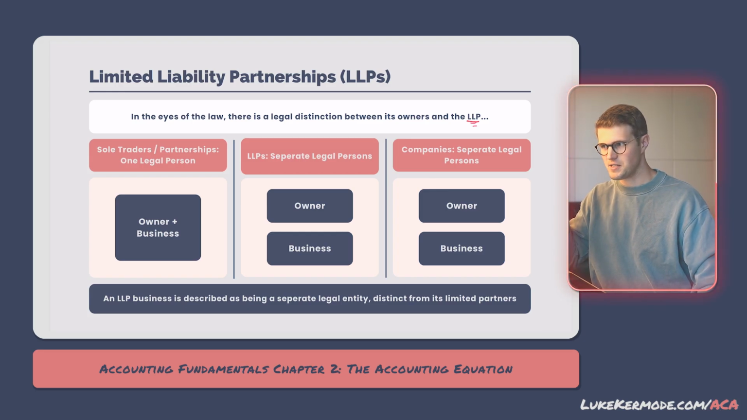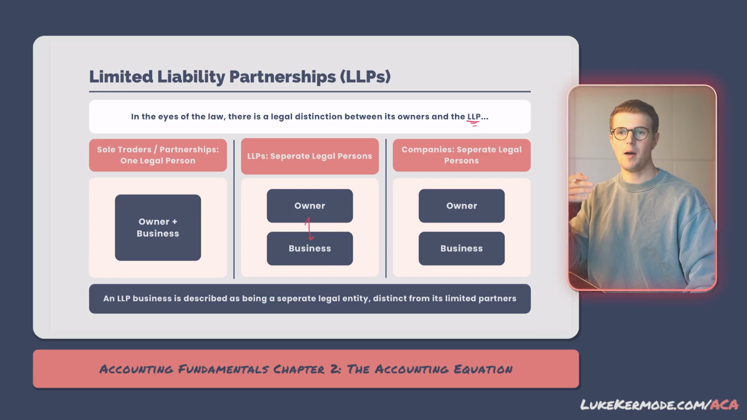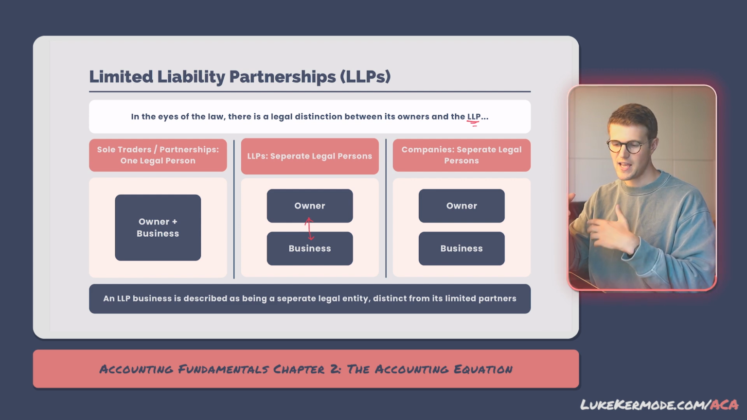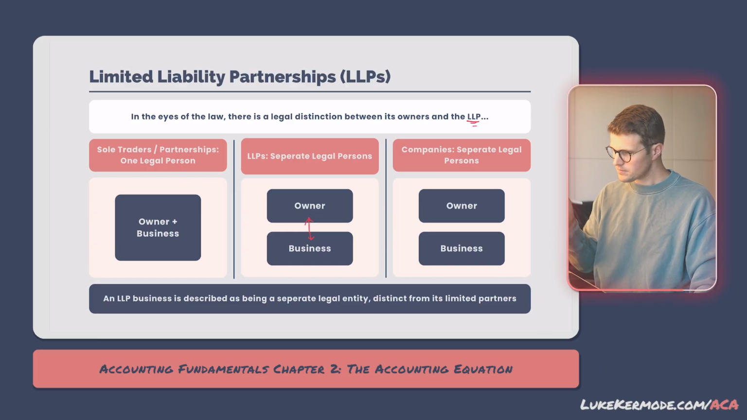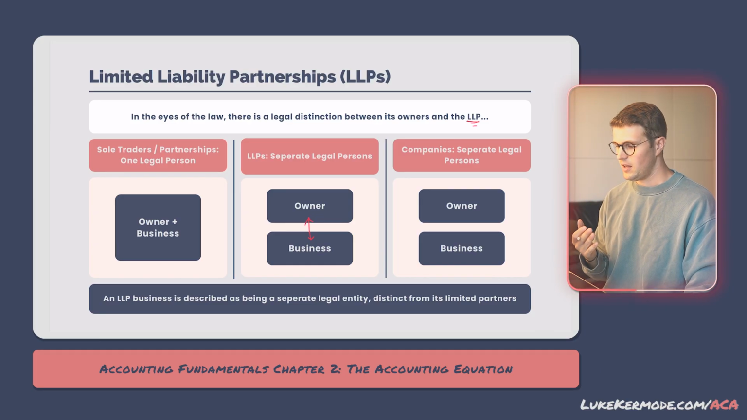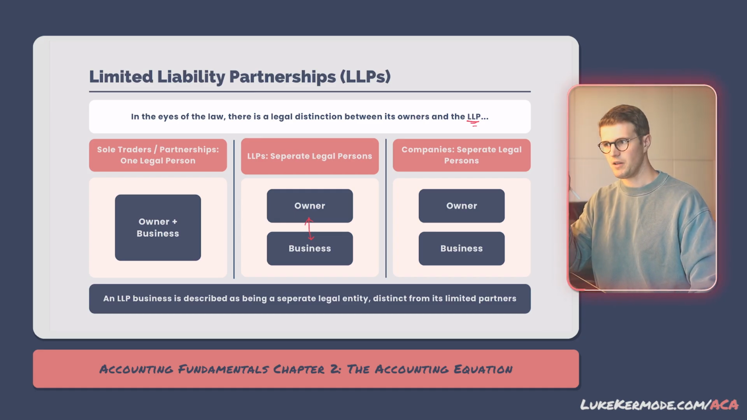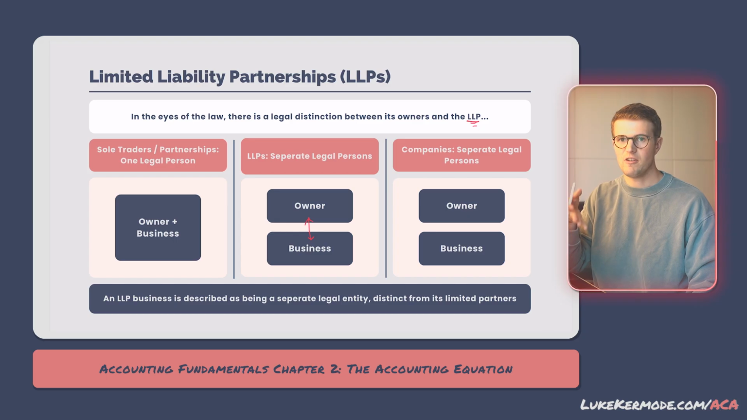An LLP is recognised as a separate legal entity, just like a company. This means that the partnership itself can enter into contracts, own assets, and take on debts all in its own name, not in the names of the partners that own it. And crucially, the partners in an LLP enjoy limited liability like company shareholders. So if the LLP faces financial difficulties, the partners' personal assets are going to be protected. Their liability is usually limited, again, to what they've invested in the business, just like company shareholders.